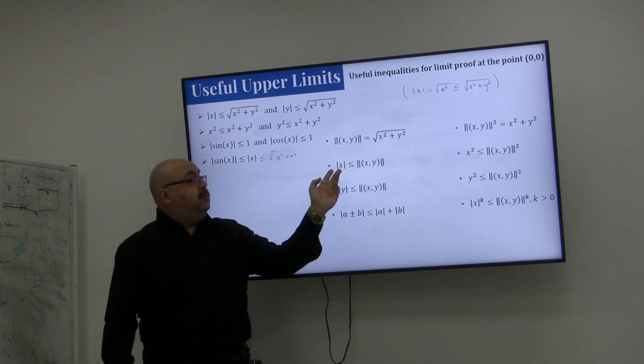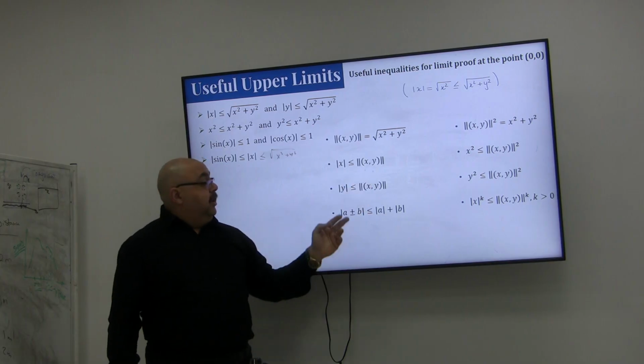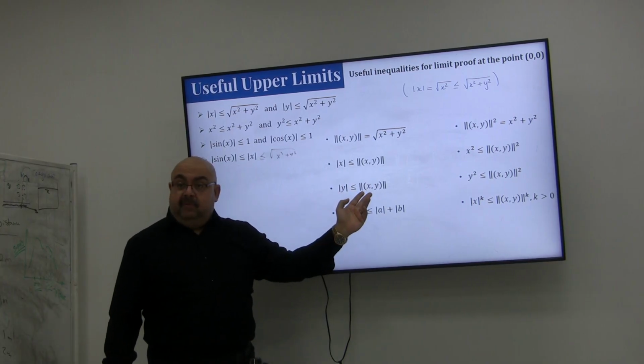Once more, the absolute value of x is less than or equal to the norm, and the absolute value of y is less than or equal to the norm of (x, y).